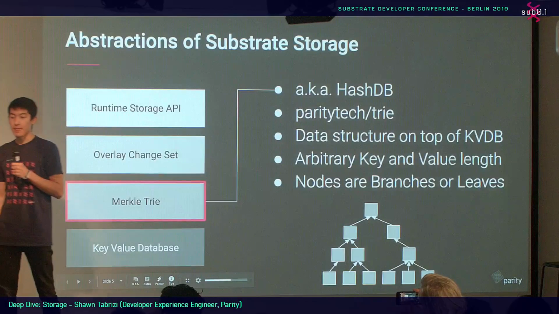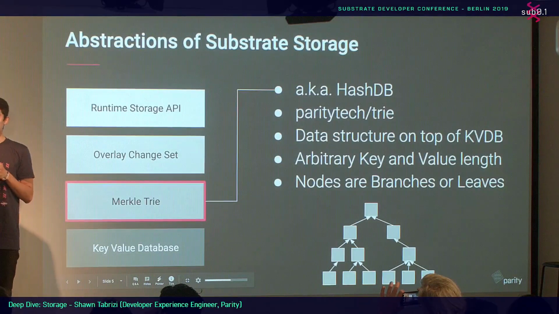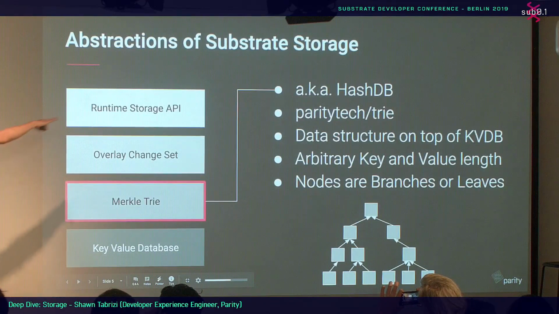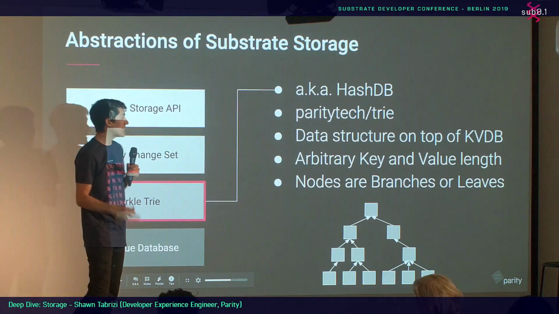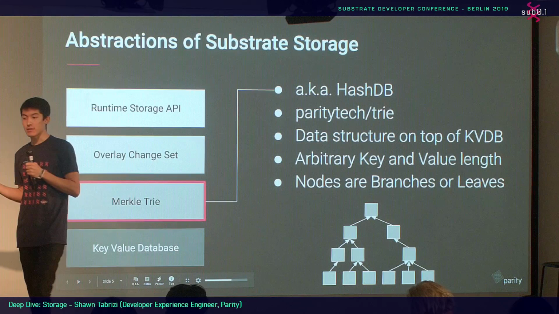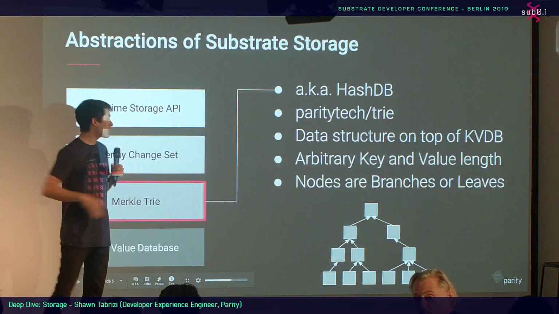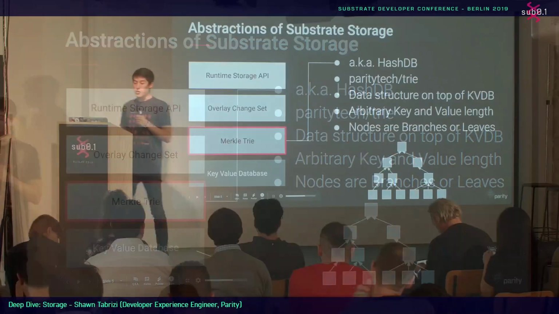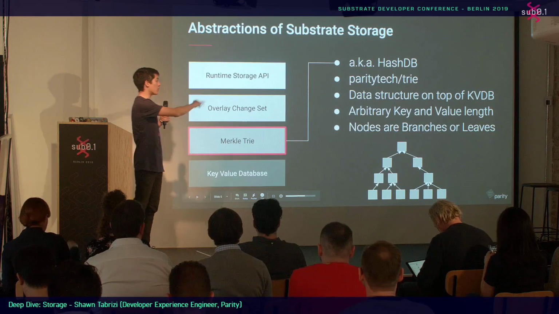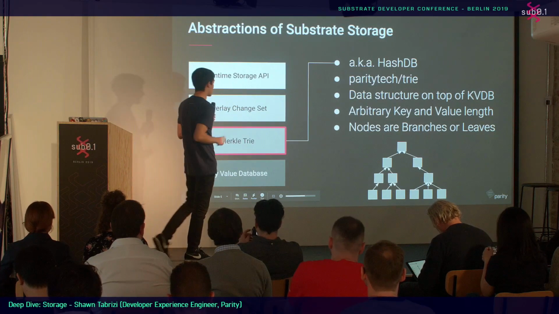Then we have a Merkle tree. This is also known as the HashDB, and this is implemented in this crate, trie-db from Parity Tech. It's basically a data structure on top of the key value database. One of the things I'll be iterating over and over here is that this tree structure is actually like a virtual tree structure. That makes more sense later, but basically we support at this level arbitrary key and value lengths. The nodes here can be branches or leaves. And again, we'll go deeper into the whole tree structure later.